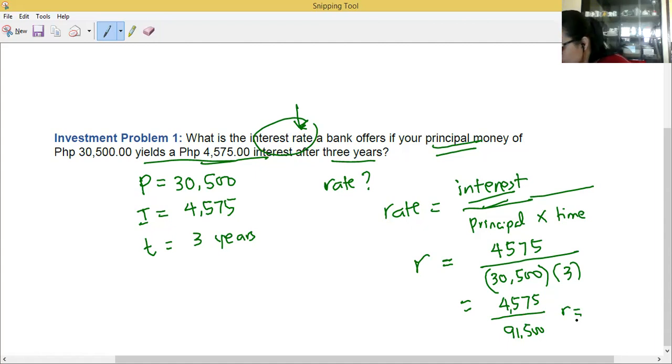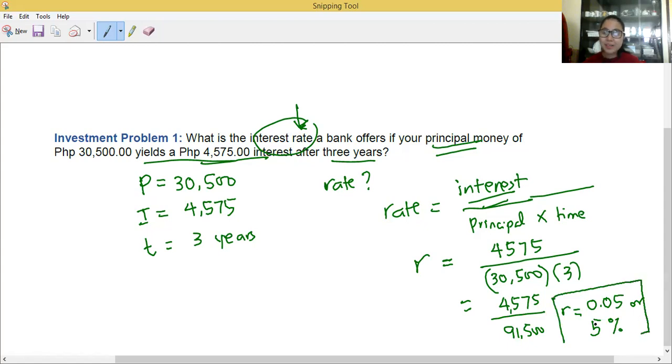If we divide that, our rate will be, again, the rate should be in percentage. The rate will be 0.05, or in percentage, that is 5%. So the question, what is the rate? The rate is 5%.